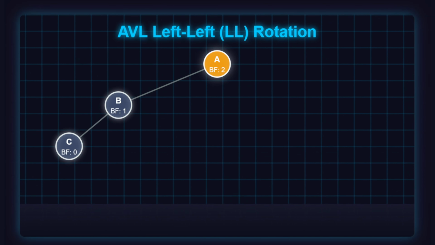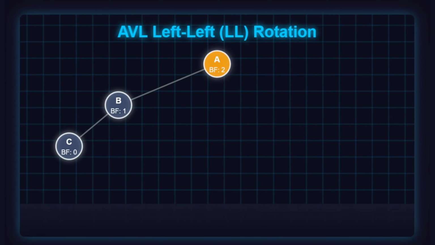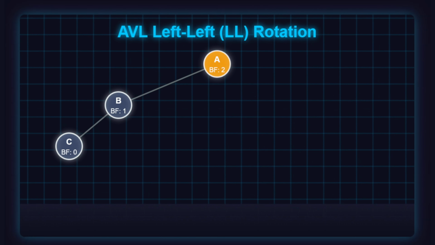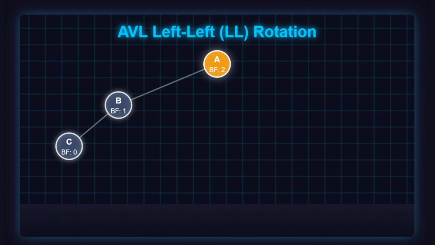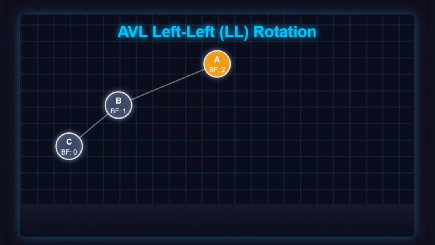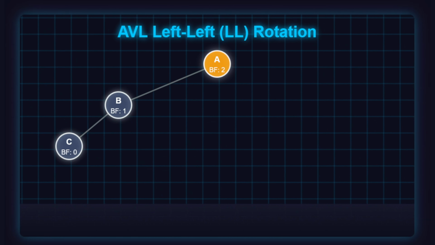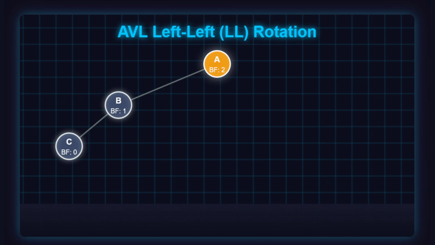This rotation swings the heavy left subtree upwards to rebalance the tree. Visually, imagine node B, A's left child, pivoting upwards to become the new root. Node A will then descend and become the right child of node B. Node C, B's left child, will remain B's left child.